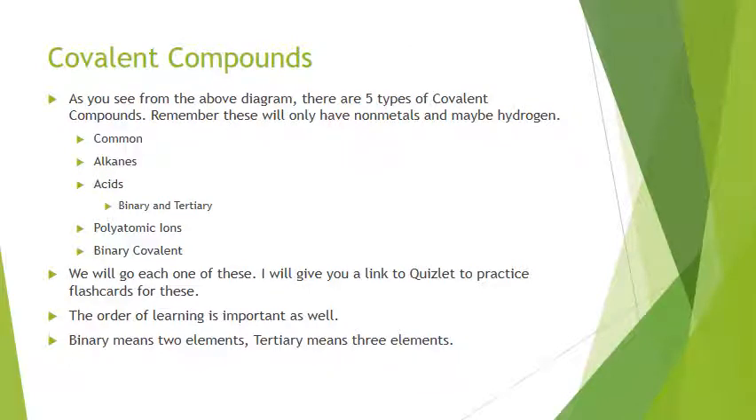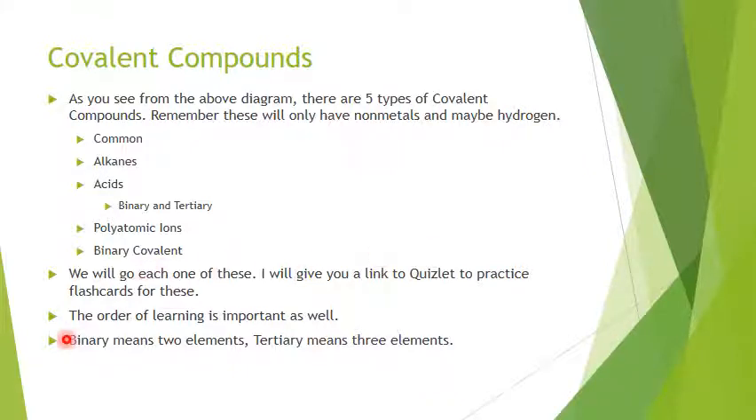Right, so let's get into the covalents. From the above diagram you saw that there's 5 types. There's common, alkane, acids, and there'll be 2 types of acids: binary and tertiary, polyatomic ions, and binary covalent. We're going to go over each one of these, and again, I will give you a link at the end of the PowerPoint and also on the announcements for you to help study these.